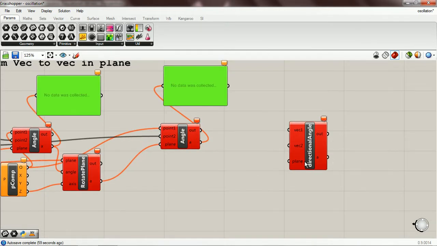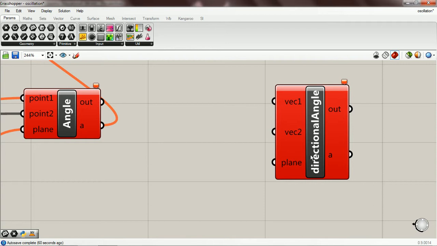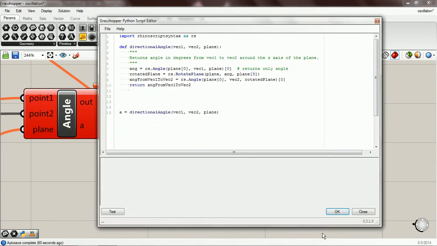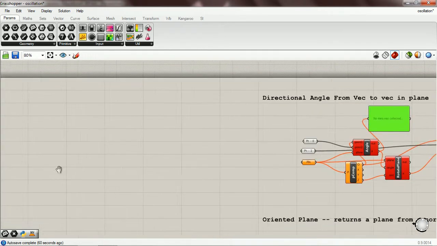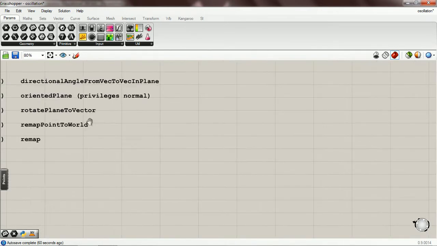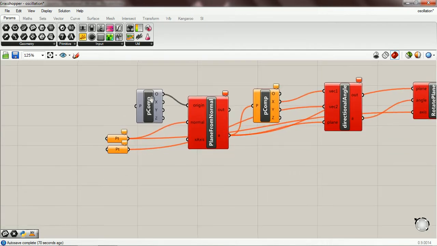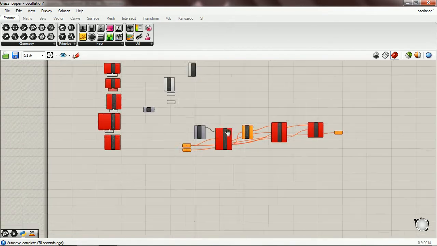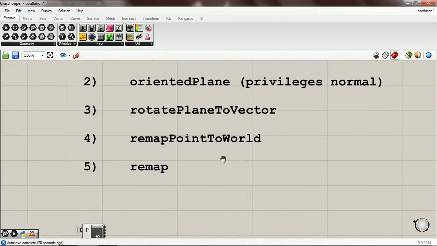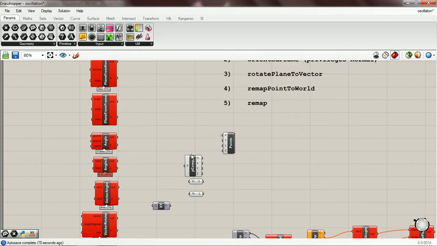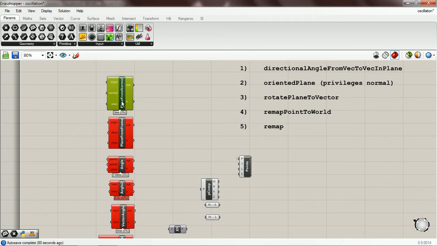Okay, so I went ahead and renamed this to directional angle, just so it was not quite as long and cumbersome. And then this is the component that we're going to write next. It's the oriented plane, and it privileges the normal. And what I mean by that is, let me show you a plane from normal.